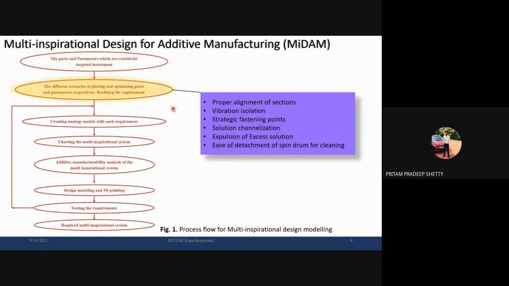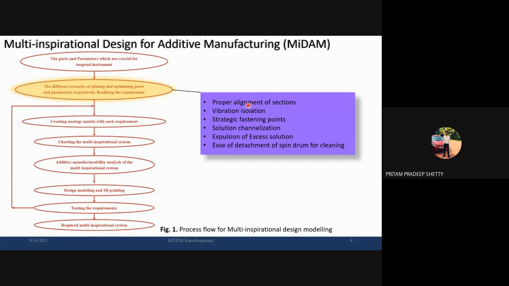So next, different scenarios you can imagine. You know the problem, you know the parts, you know the parameters. Now different scenarios, combining them, where you basically want to place your different parts and the parts which you need. So again, you have to chart that out.